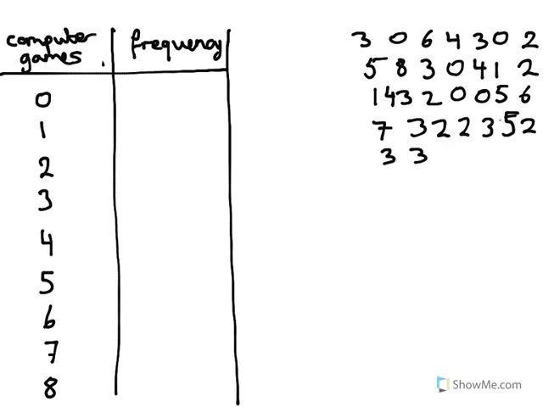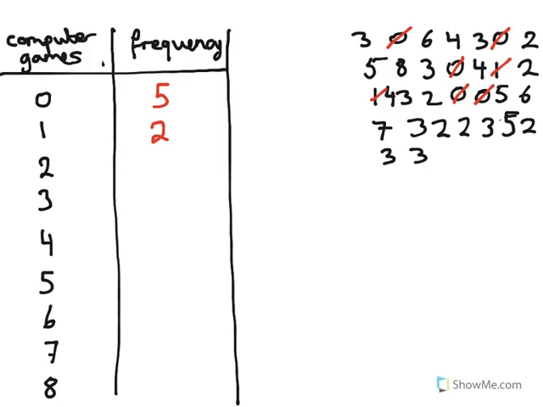And to make sure that we don't miss a number here, we just put a little red line through them. How many children had 0 computer games at home? 1, 2, 3, 4, 5. So 5 children said that they had absolutely no computer games at home. Then we look at how many children said that they had 1 computer game at home. 1, 2. So there are only 2 children that had 1 computer game at home.